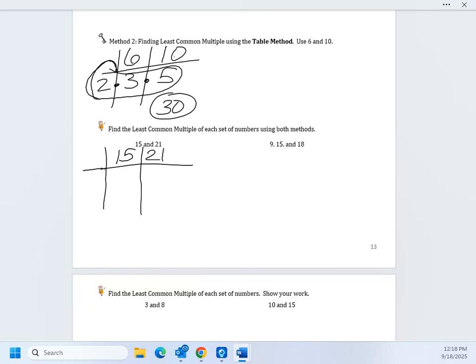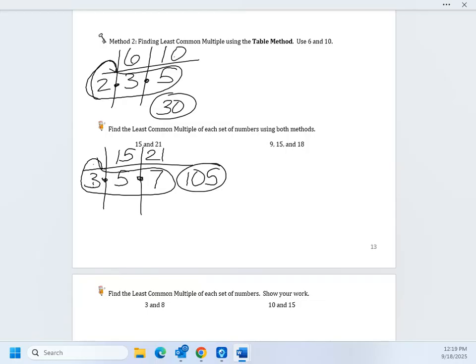What can I divide out of 15 and 21? Ellen? 3. 15 divided by 3 is 5. 21 divided by 3 is 7. Can I take anything else out of the 5 and 7? Nope. So what am I going to do? Multiply 3 times 5, and then multiply the answer of that by 7. So I only took out the 3, so I don't have a number above it to multiply. Well, I'm just multiplying by the bottom now. 3 times 5 times 7. When I multiply all 3 of those numbers together, I get 105.